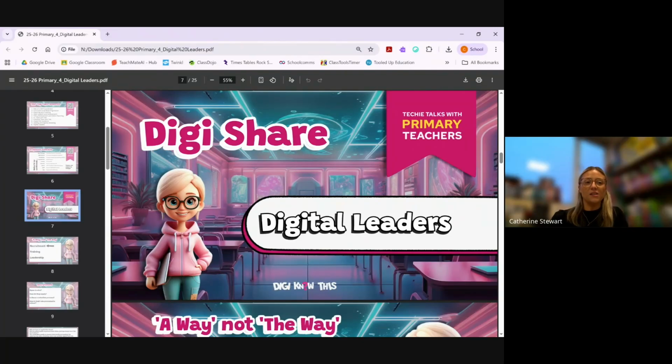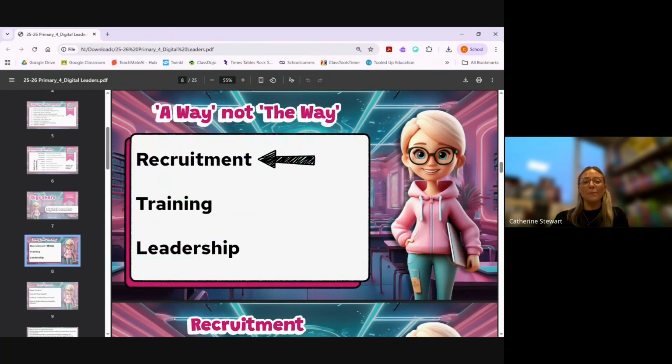Today is all about digital leaders, and we're thinking about the three steps to how we're going to get digital leaders in schools. So we've got our recruitment, then we've got training, and then we've got how those digital leaders are going to actually lead and show their leadership in school. So what makes a good digital leader?